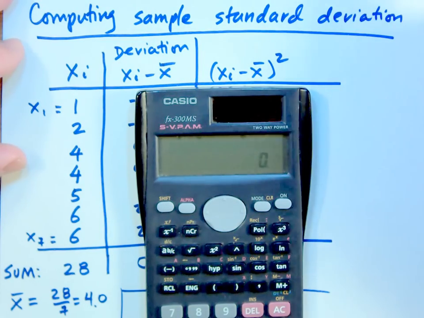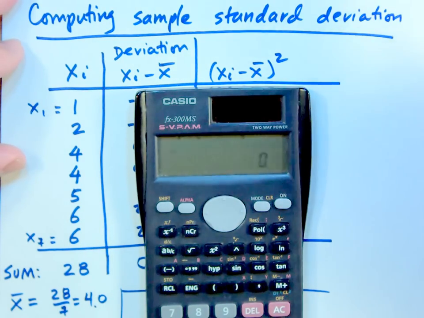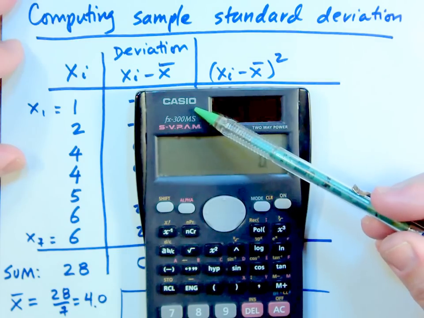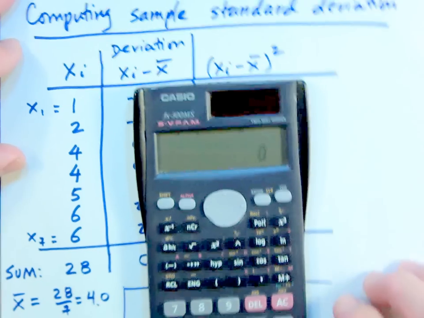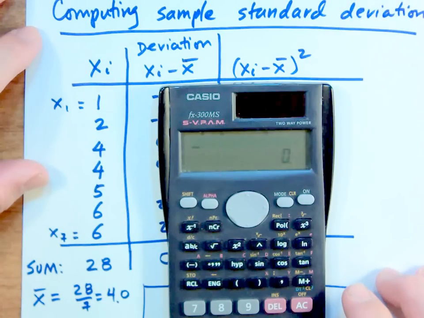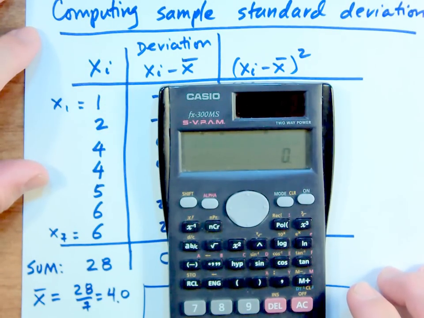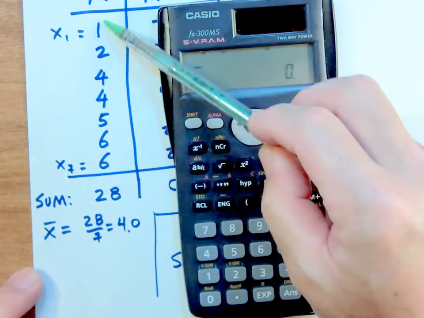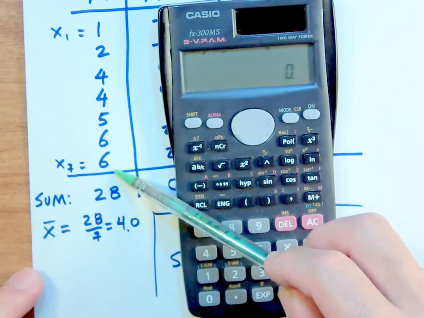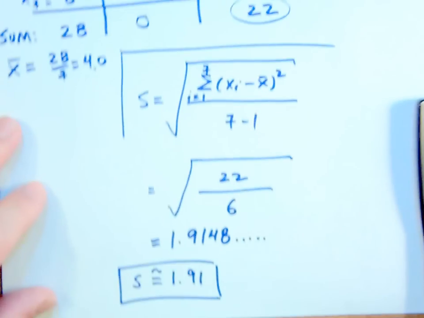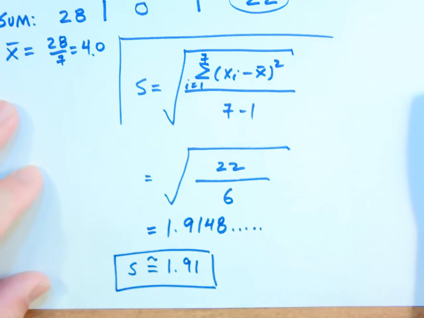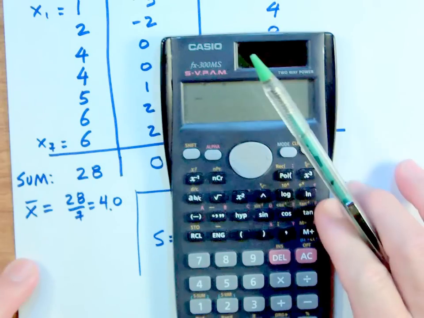Okay, in this video I'm going to show you how to compute a sample standard deviation using this CASIO FX300MS model. The data I'm going to be using is identical to what I used in one of my previous videos on manual computation of standard deviation. Here is our data set: 1, 2, 4, 4, 5, 6, 6, 7 data points. We got our sample mean to be 4.0 and a sample standard deviation of about 1.91. So let's see how we can get the same result using this calculator.